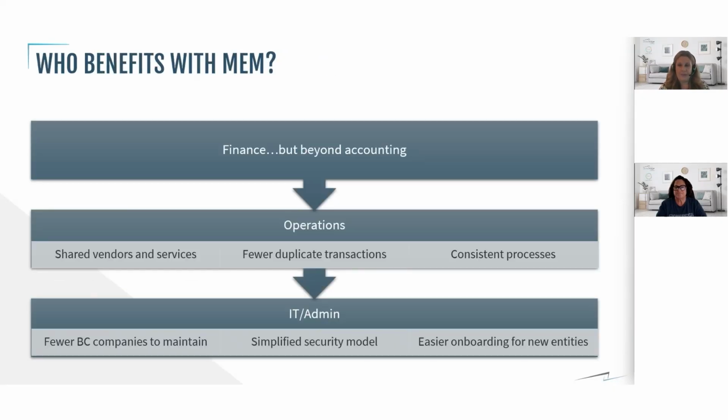MEM improves how your business runs, not just how you close. So there are benefits beyond finance. Of course, finance is the primary beneficiary, but beyond accounting, the operations team can also notice the benefit with shared vendors and services, fewer duplicate transactions, and consistent processes across all of the entities. And IT and admin has the benefit of fewer BC companies to maintain, simplified security models, and easier onboarding for new entities.